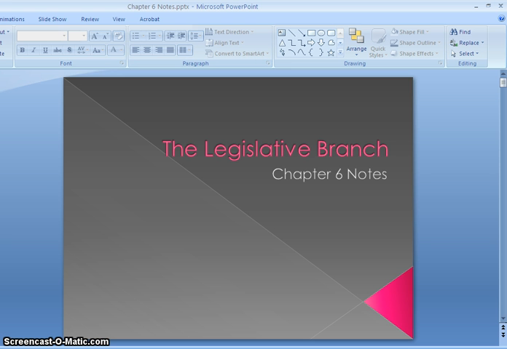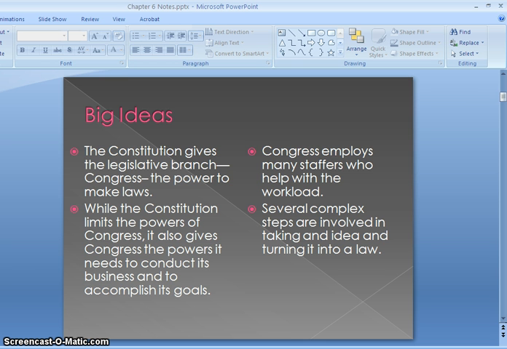So let's get started. The big ideas that we're going to cover in the legislative part of this unit is the Constitution gives the legislative branch, or Congress, the power to make laws. That's the big job of the legislative branch. No other branch in our government is allowed to do this. While the Constitution limits the powers of Congress, it also gives Congress the power it needs to conduct its business and to accomplish its goals.